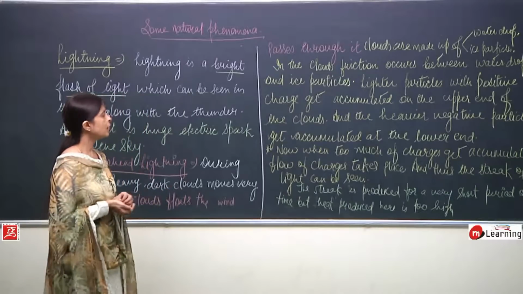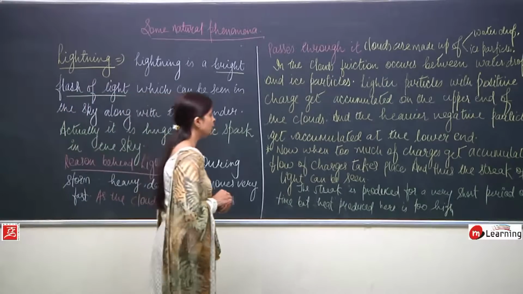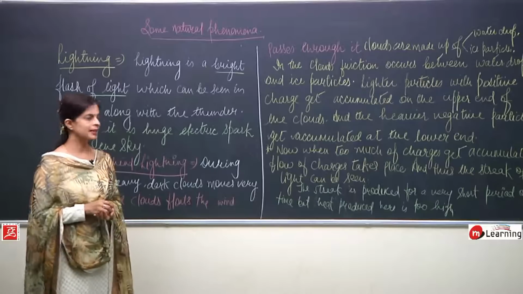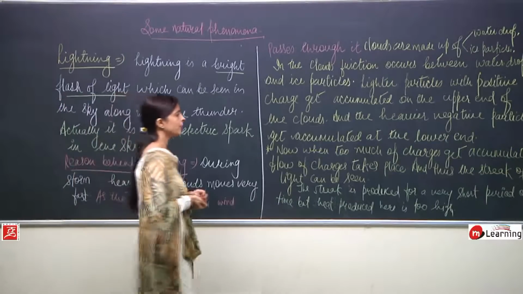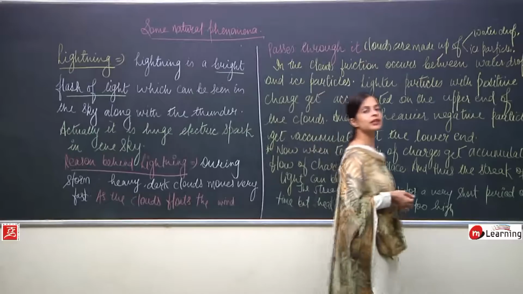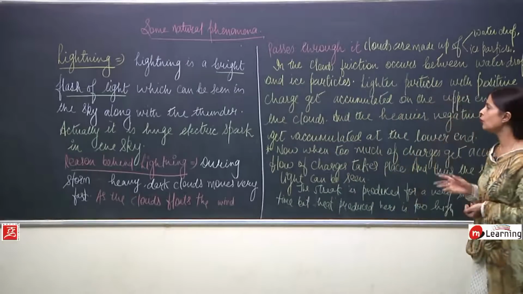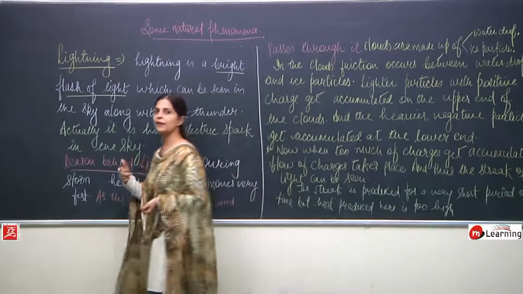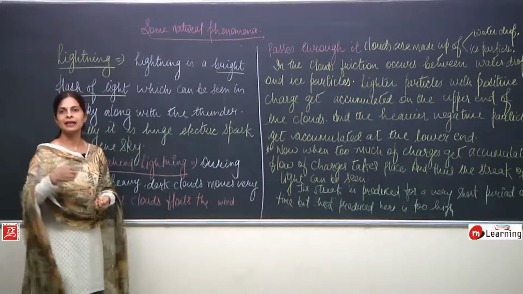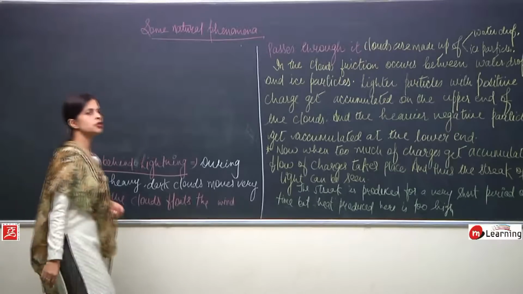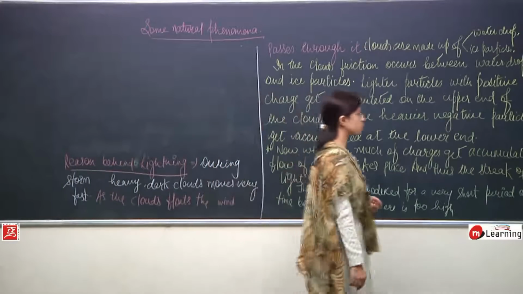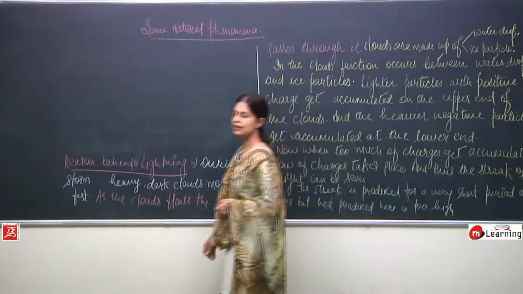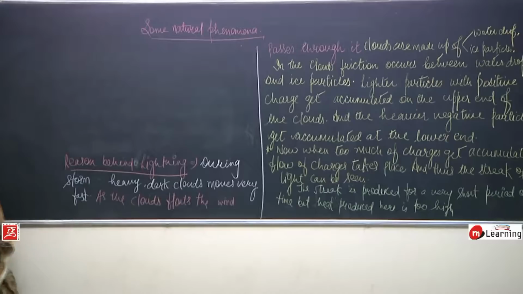Now when too much charge gets accumulated, flow of charges takes place and thus the streak of light can be seen. The streak is produced for a very short period of time, but the heat produced is too high. Now what shall be the next one, children? Please note this one. I will be rubbing this part and then I will be writing over here in continuation. Now what will happen when too much heat is produced? The air near this cloud will be heated, isn't it?